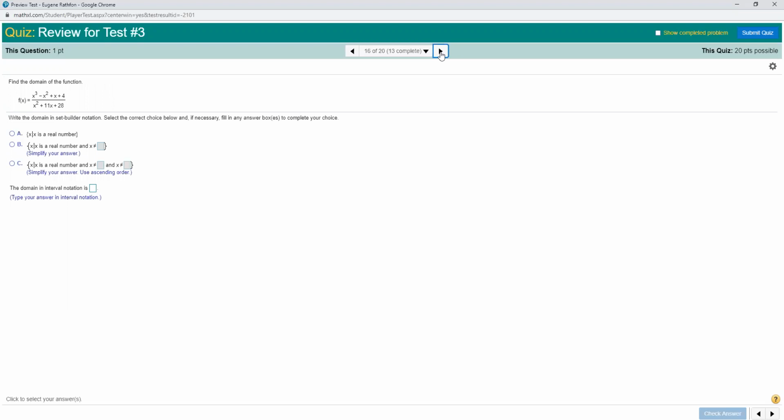All right, find the domain. So I got f of x equals x cubed minus x squared plus x plus 4 over the bottom. But remember, on the domain, I don't really care what's on the top. On the domain, I just care about what's on the bottom. All right, so let's go work this one real quick.